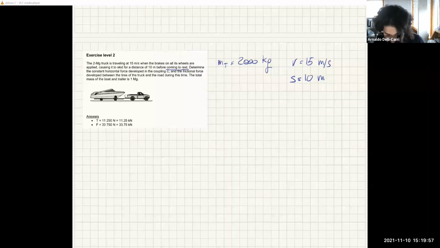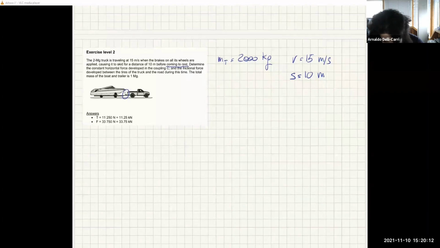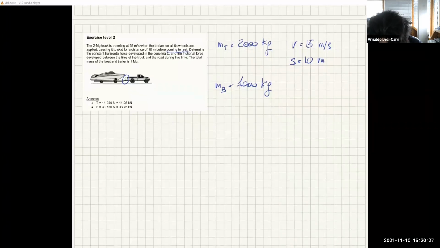We want to determine the constant horizontal force developed in the coupling C, this one here, and the frictional force developed between the tires of the truck and the road during this time. The total mass of the boat and trailer, so the mass of the boat, is 1 megagram, so it's 1,000 kilograms. Okay, so let's do the free body diagram first, and let's see what we know and what we don't know.